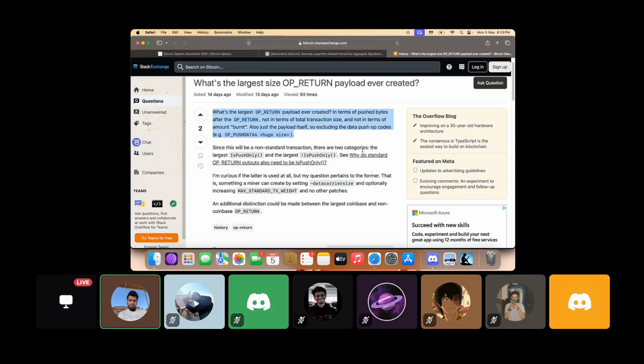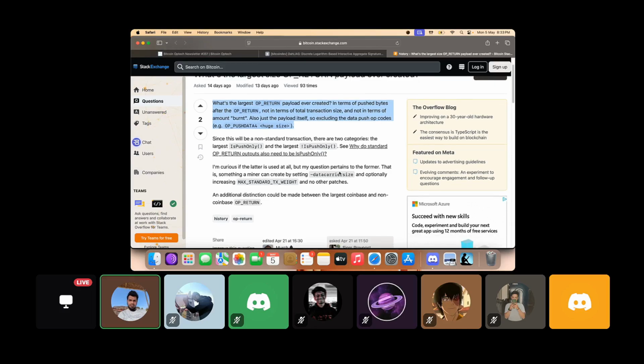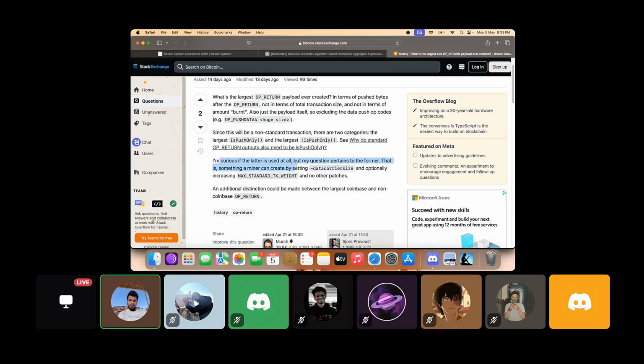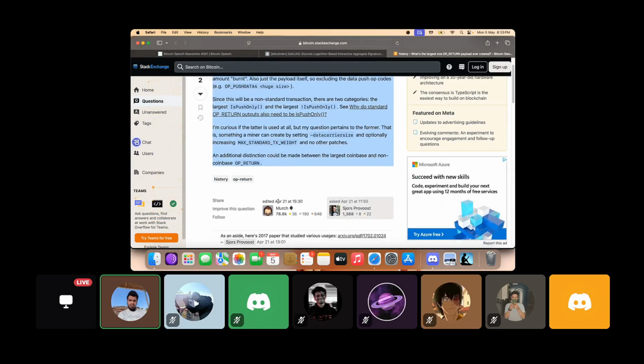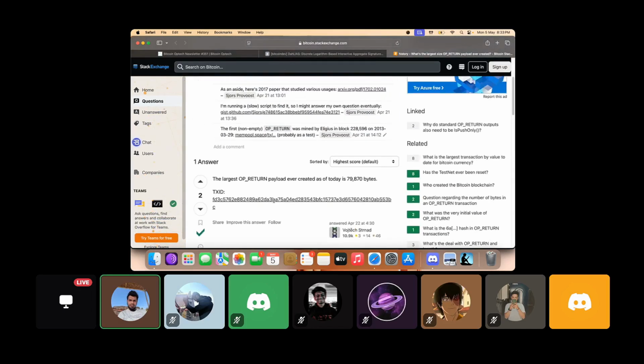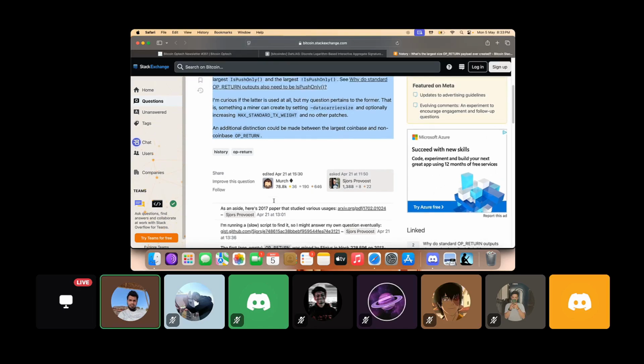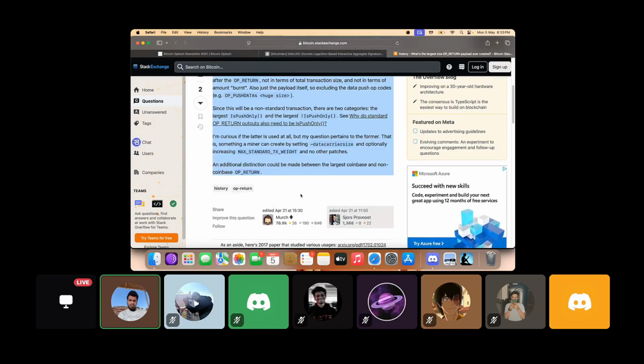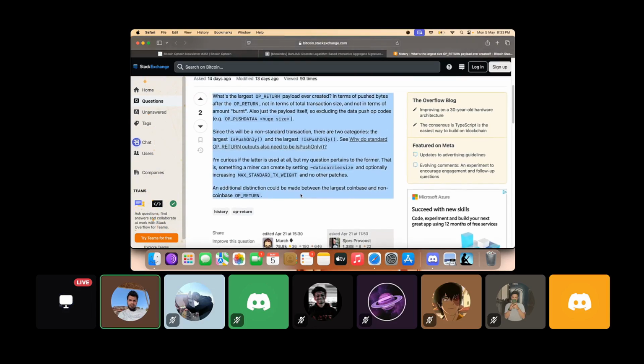Why do standard OP_RETURN outputs also need to be is push only? I'm curious if the latter is used at all, but my question pertains to the former. That is something a miner can create by setting data carrier size and optionally increasing max standard TX weight and no other patches. An additional distinction could be made between the largest coinbase and non-coinbase OP_RETURN. So the questioner wants to know the size of the largest OP_RETURN ever mined in the history of Bitcoin's blockchain or decentralized ledger.